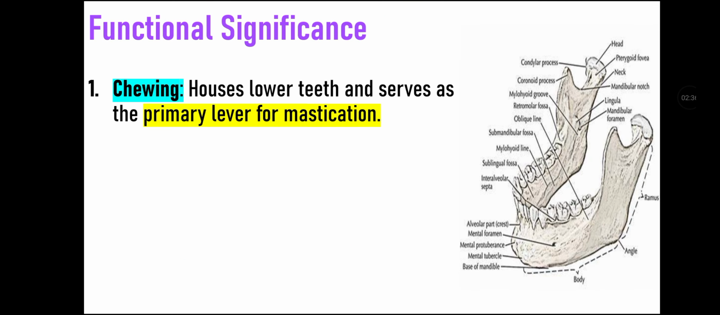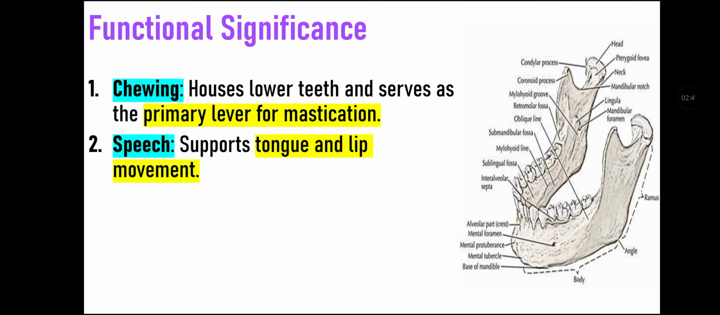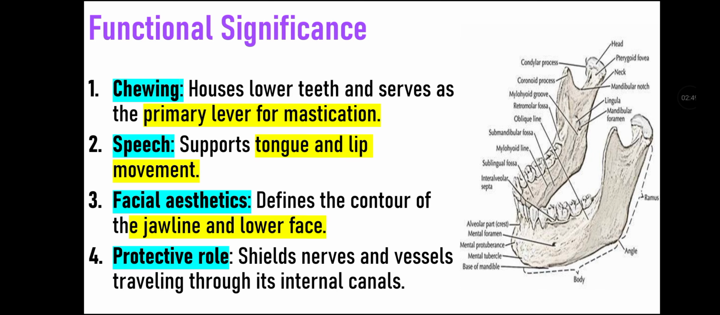Functional significance: chewing. It houses the lower teeth that serve as a primary lever for mastication. Speech, as it supports tongue and lip movement. Facial aesthetics, as it defines the contour of the jawline and lower face. Protective role, as it shields nerves and vessels traveling through its internal canals.